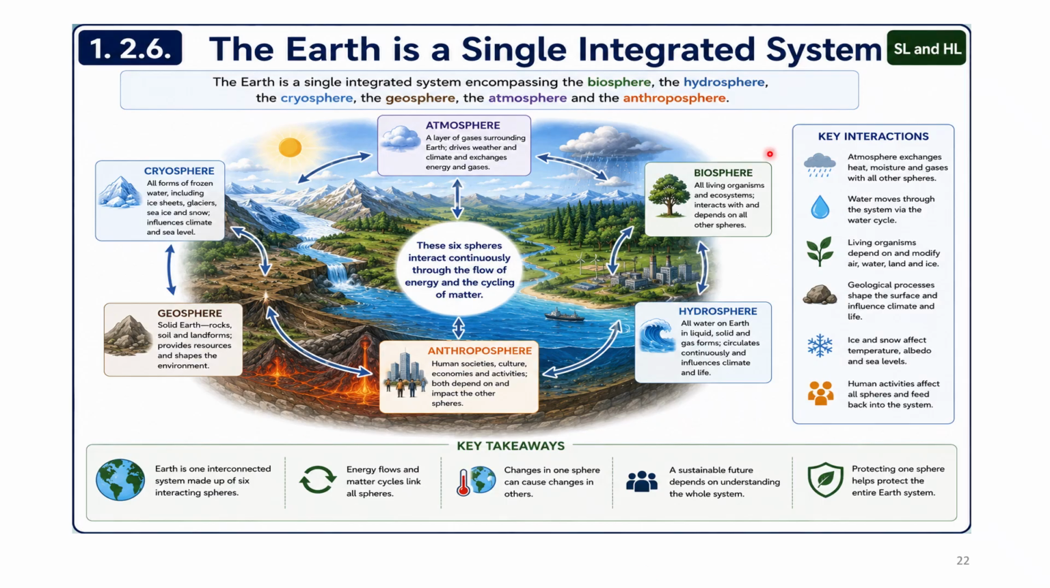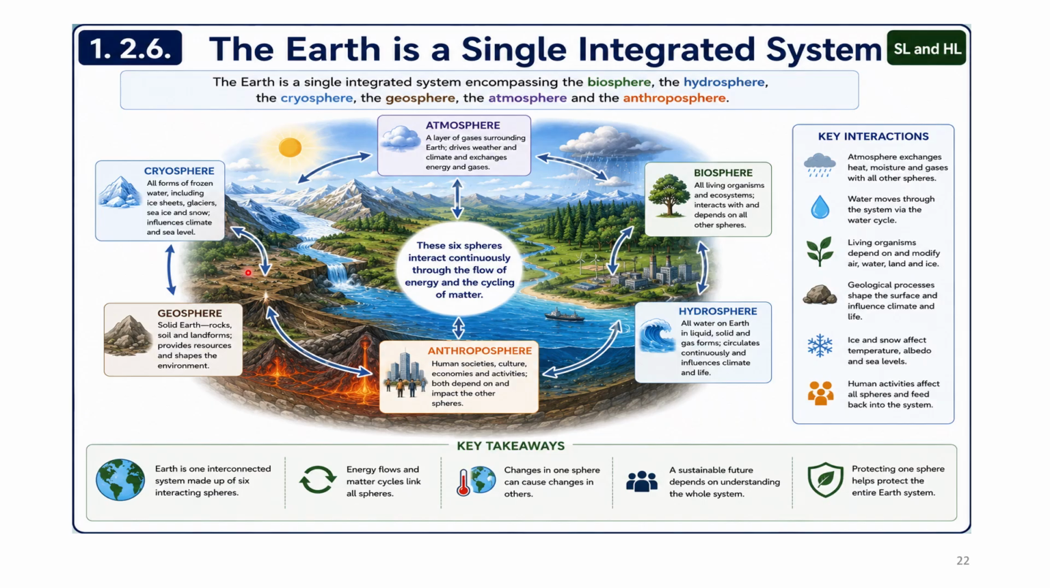The Earth is a single integrated system. Earth is viewed as a single integrated system composed of 6 interconnected spheres: the atmosphere, hydrosphere, cryosphere, geosphere, biosphere, and anthroposphere. These spheres continuously interact through the flow of energy and the cycling of matter. The atmosphere contains the gases surrounding Earth and regulates weather and climate. The hydrosphere includes all water in liquid, solid, and gaseous forms and drives the global water cycle. The cryosphere consists of glaciers, ice sheets, sea ice, and snow, influencing Earth's albedo and sea level.